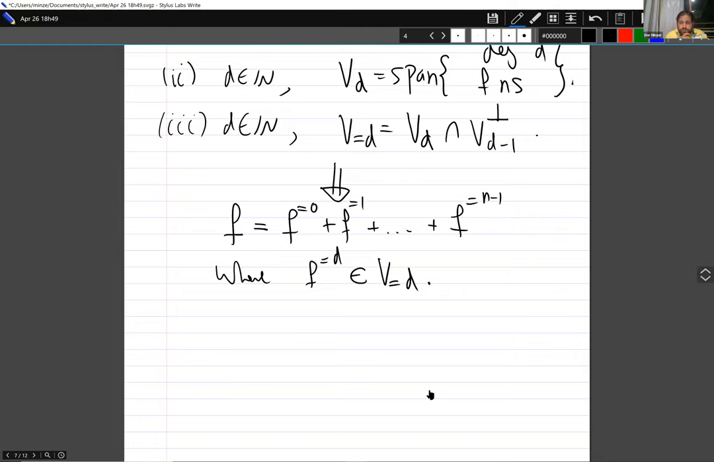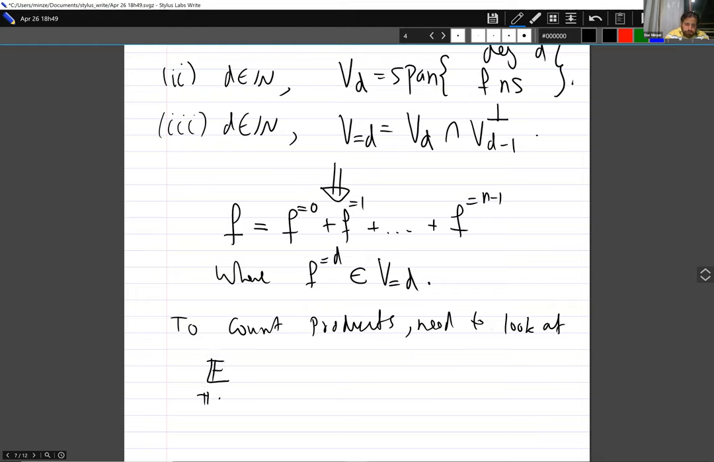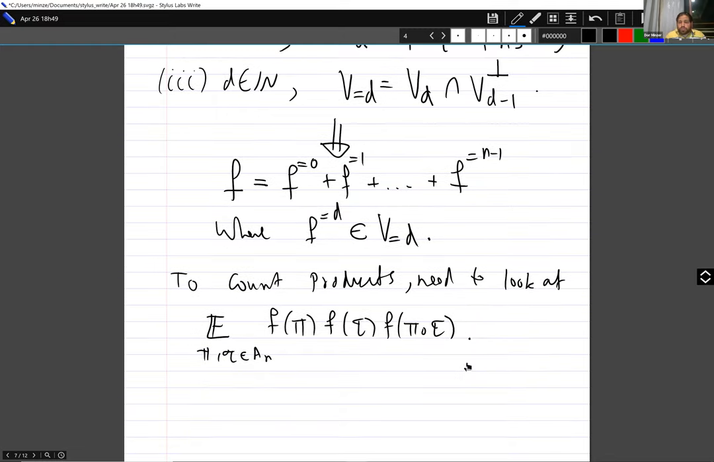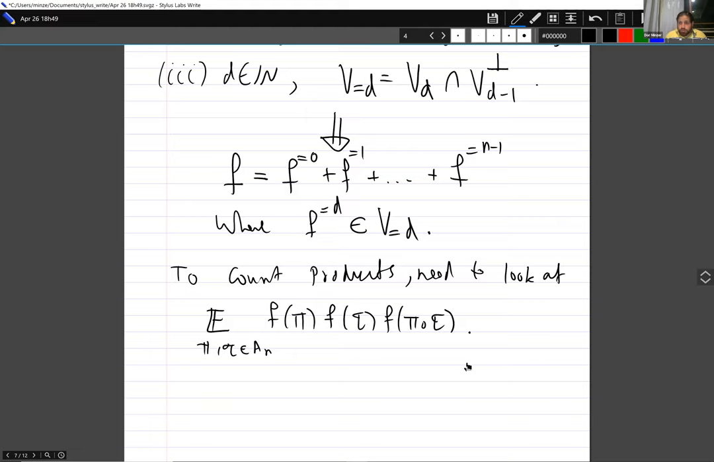Good. So now we want to count products. So how do we do that? To count products, we need to look at the expectation, when we take pi and tau uniform in A_n, of f of pi, f of tau, f of pi composed with tau. And if we manage to show that this expression is greater than zero, we'd be happy.